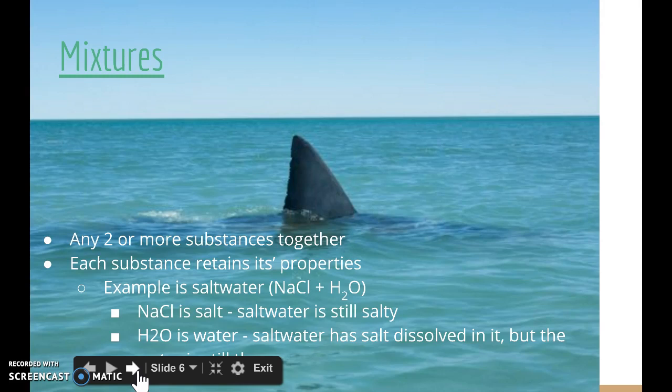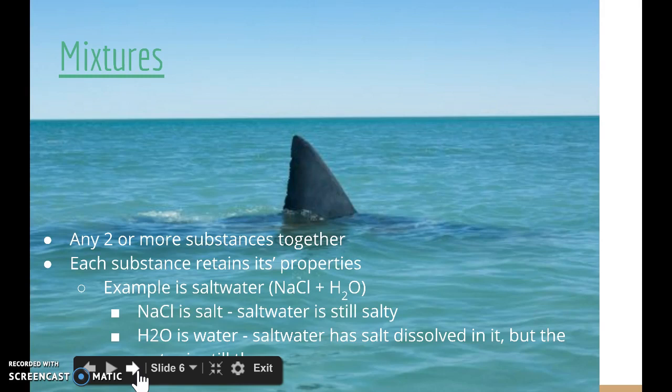If you take 2 or more substances together, you can get a mixture. Mixtures are different because they retain their own properties. For example, salt water is a mixture. You could put NaCl, which is salt, into H2O, which is water, and you get salt water.